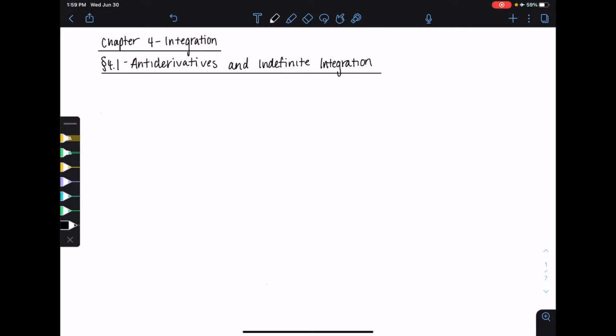So we are now at the point where we get to talk about that second main topic of integration. But before we can get there, we want to talk about what antiderivatives are and what indefinite integration means. And then we're going to see a nice connection between these antiderivatives and the area underneath a function.